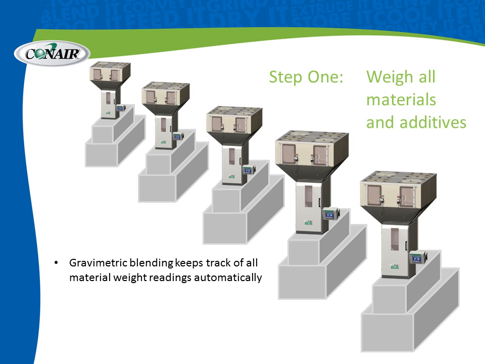So towards that goal, there are several steps we can take to make sure we can automate as much as possible. Step one would be to weigh all materials and additives. Now this, of course, is done very easily with gravimetric blending equipment. It keeps track of all material weight readings automatically. In order to use its gravimetric precision, by nature, it weighs all the materials in use. But this doesn't have to be our traditional definition of a batch type blender as we show in this slide.